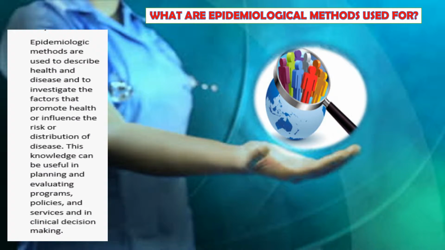RNs need to be aware that epidemiological methods are used to describe health and disease and to investigate factors that promote health or influence the risk or distribution of a disease. This knowledge can be useful in planning and evaluating programs, policies, and services, and in clinical decision making for nurses in the community.